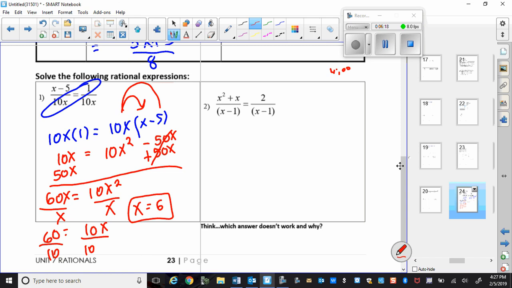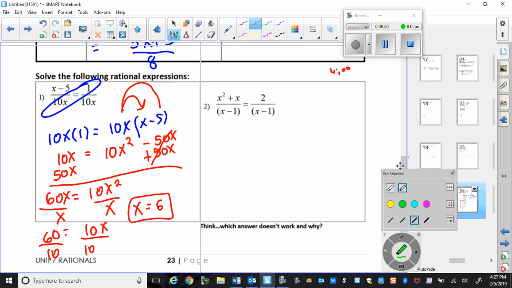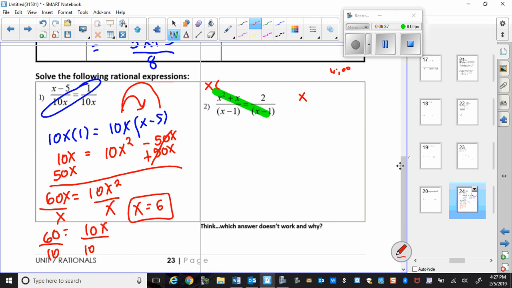Next, cross multiplying here. So x squared plus x times x minus 1. In fact, I'm going to factor this x squared plus x. So factor x out, I get x times the quantity of x plus 1. So I'm just going to rewrite that. And then the other x plus 1 comes up top.